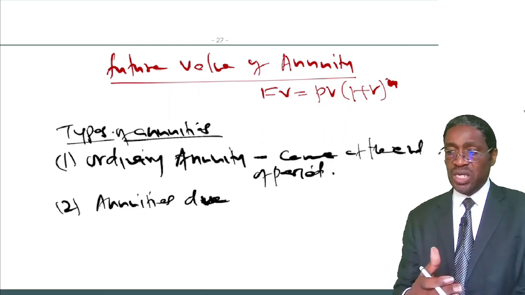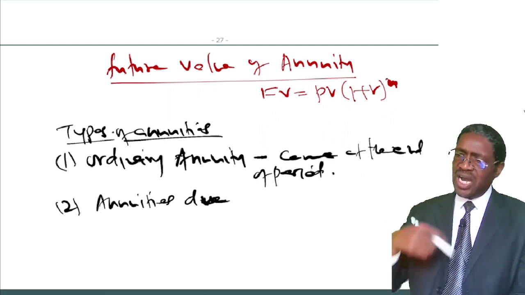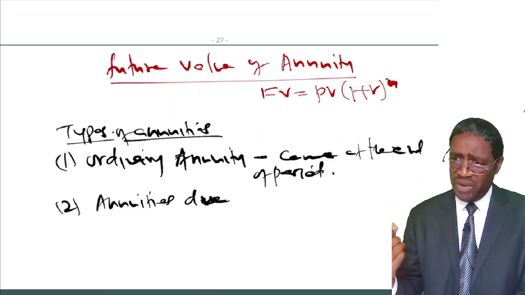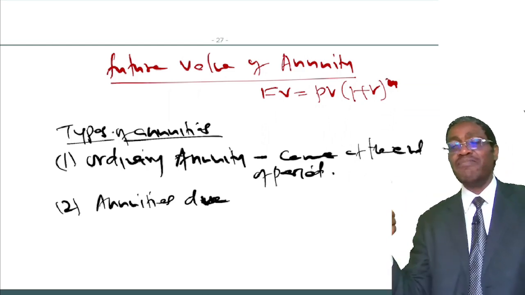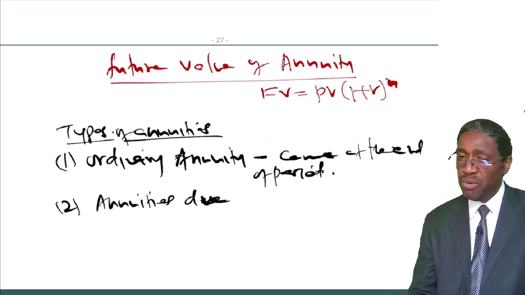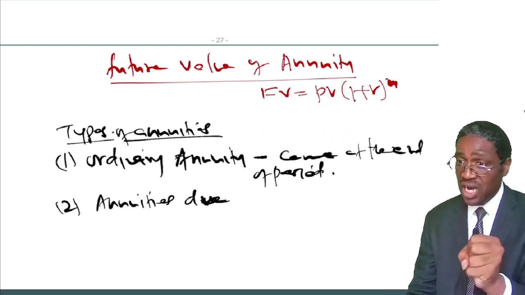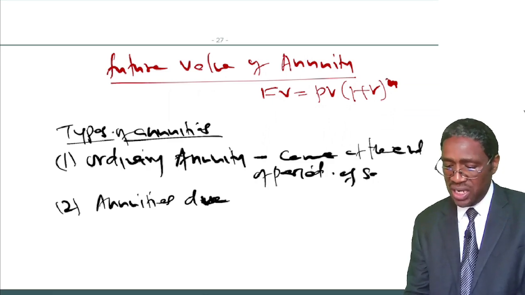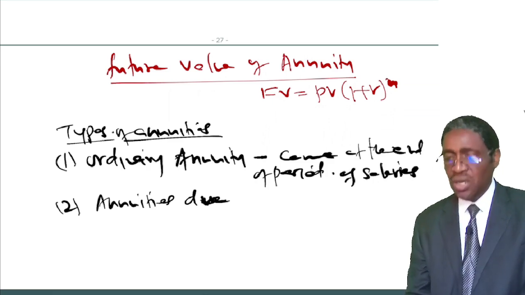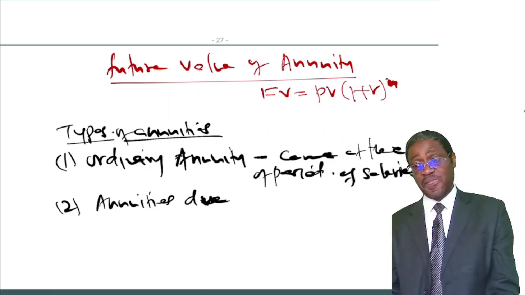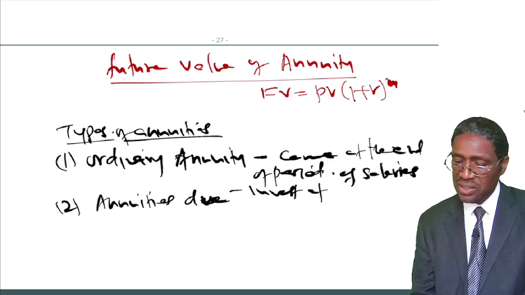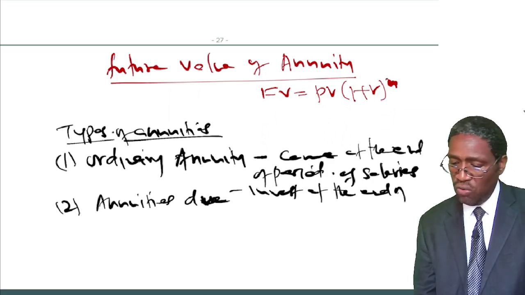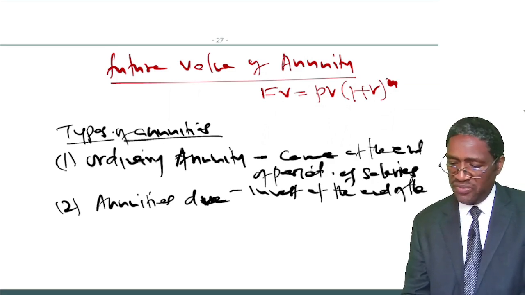For example, you keep paying your employee's salary at the end of every month. That is an annuity that comes at the end of the month. That is an example of an ordinary annuity, e.g. salaries. Or if it's an investment that you are making, you invest at the end of the year. You invest at the end of each year.